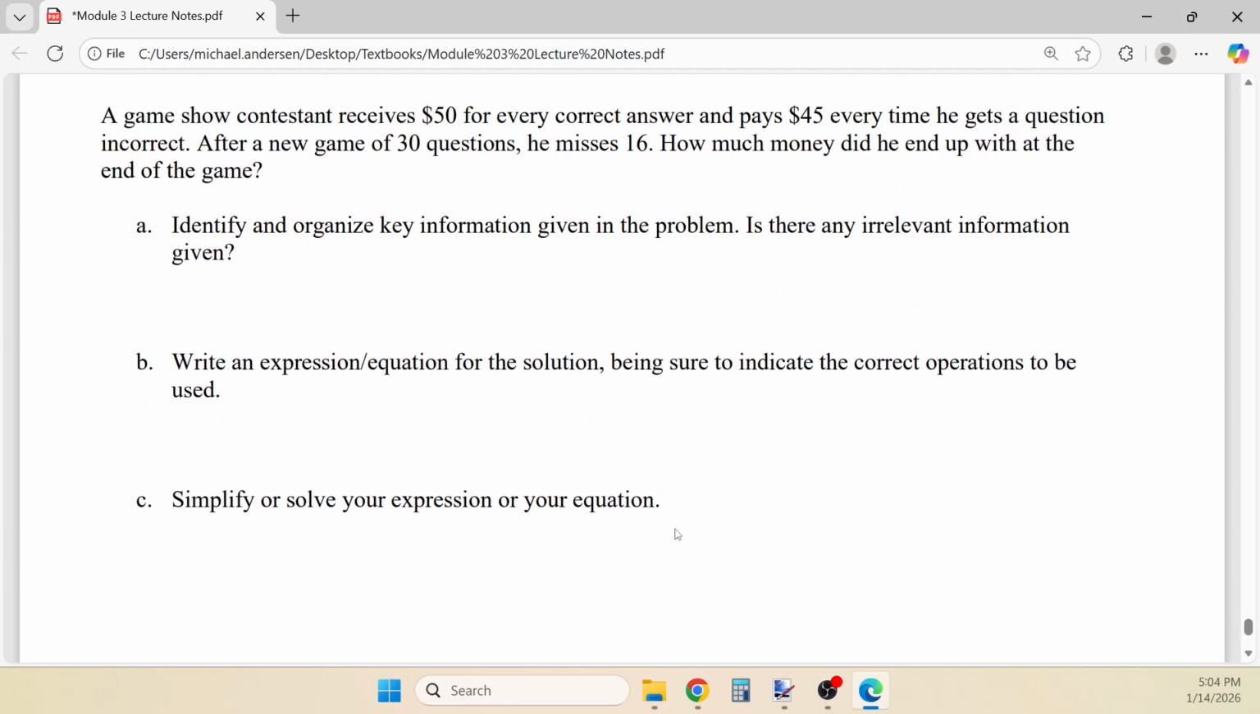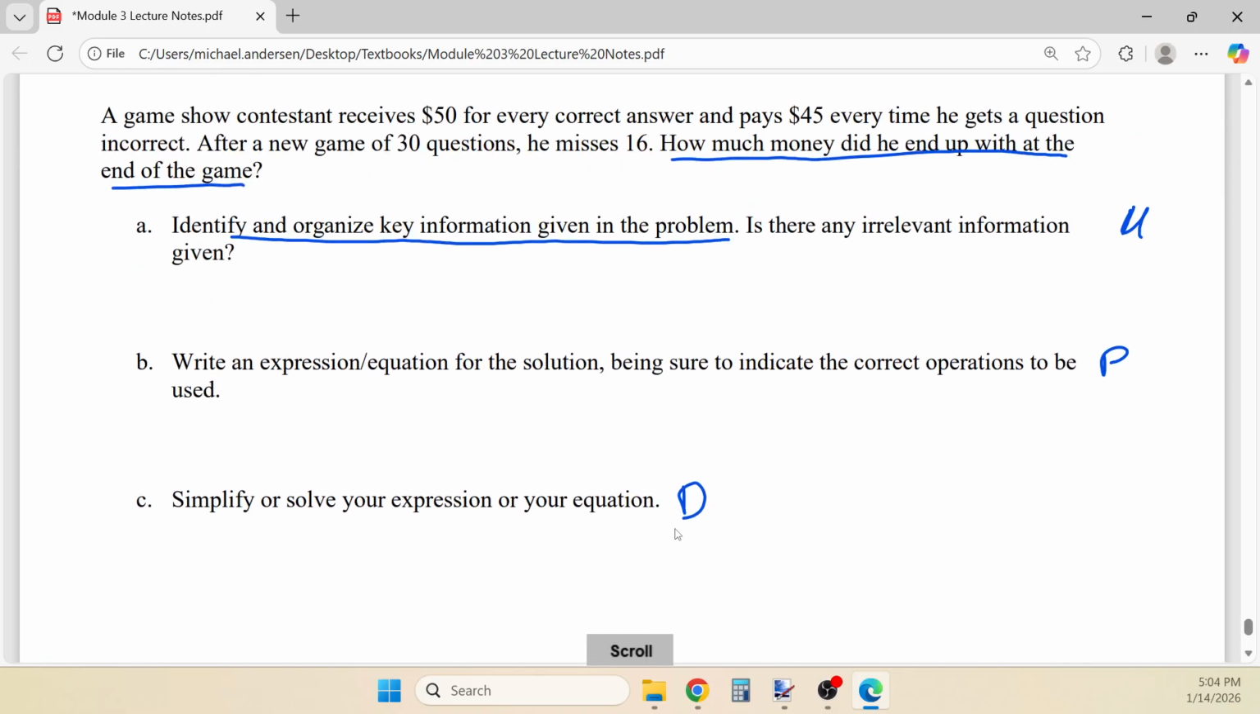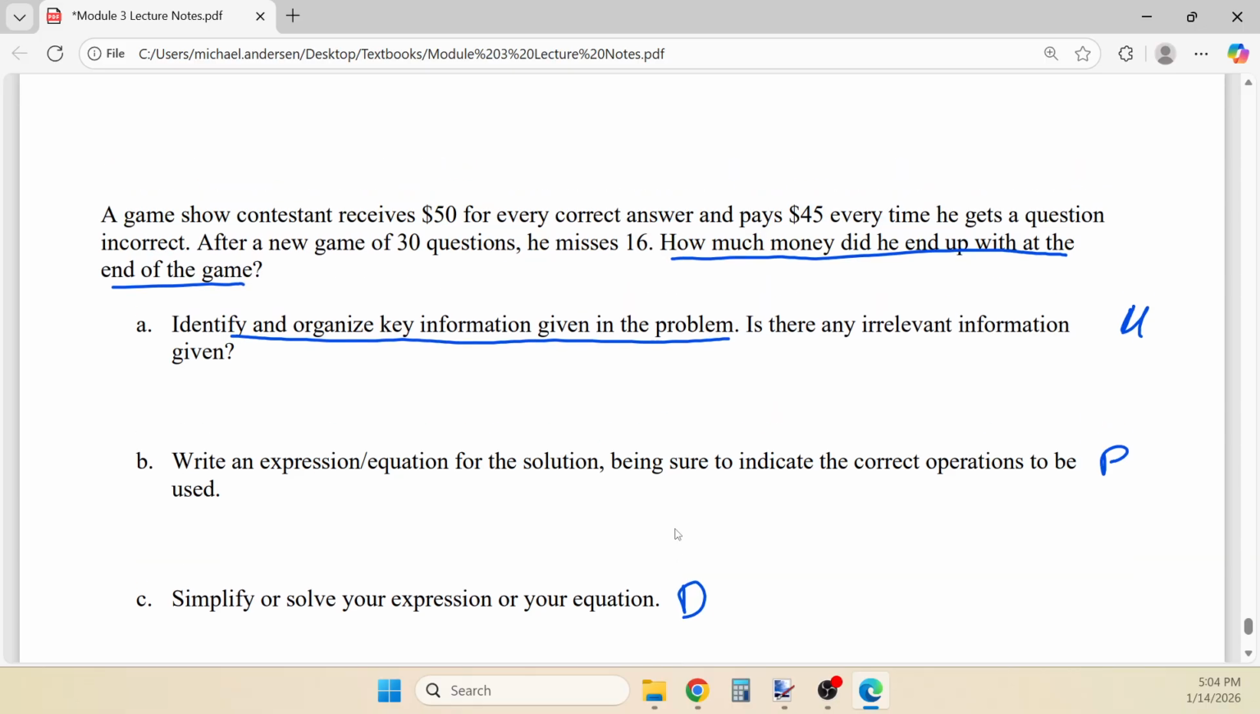A game show contestant receives $50 for every correct answer and pays $45 every... We should really read the questions first. How much money did he end up with at the end of the game? So identify and organize key information in the problem. This is the understanding step. This is the planning step. This is the doing step. And this is the reflection step. Okay? So identify and organize key information. Is there any irrelevant information? The goal is to find out how much money they go home with.